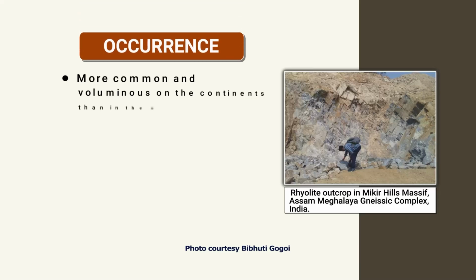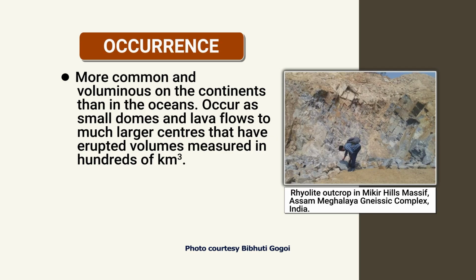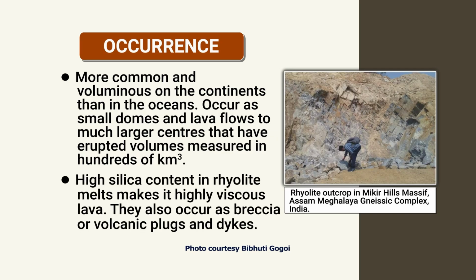Occurrence wise, rhyolitic magma is very common in continents as well as in the oceans. They occur as small domes and lava flows. They can also occur as large centers that have erupted volumes of magma which can spread up to hundreds of kilometers. Usually, as these rhyolitic magmas have high silica content, they are highly viscous, and they also occur as breccia or volcanic plugs and dikes. Here in this photograph, you can see the rhyolitic outcrop from the Mikir Hills Massif of Assam belonging to the Assam Meghalaya Gneissic Complex of northeastern India.